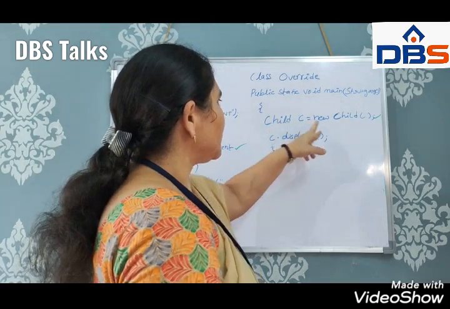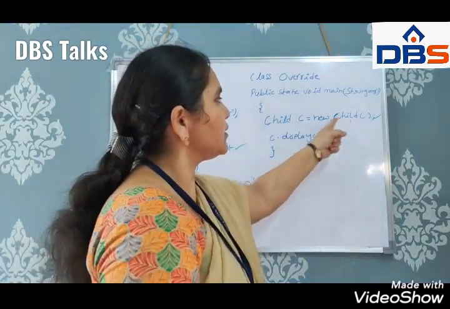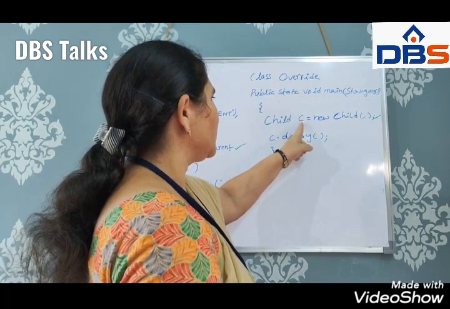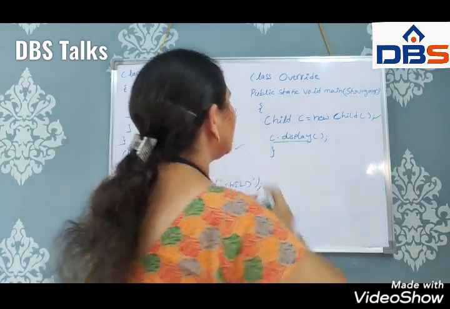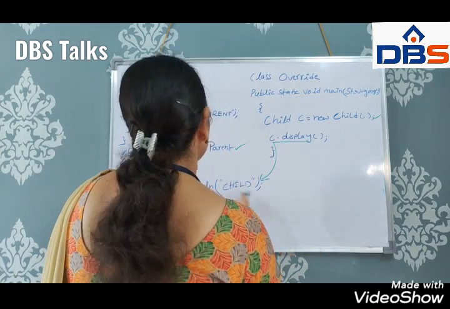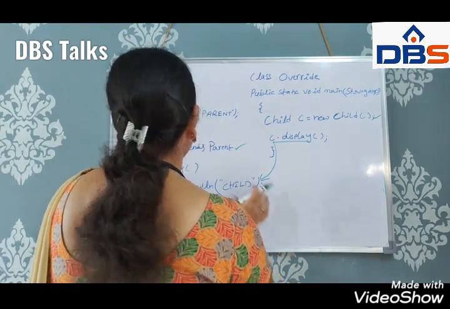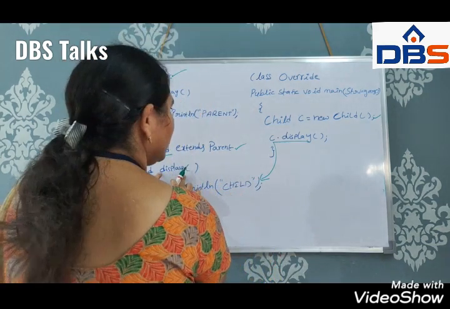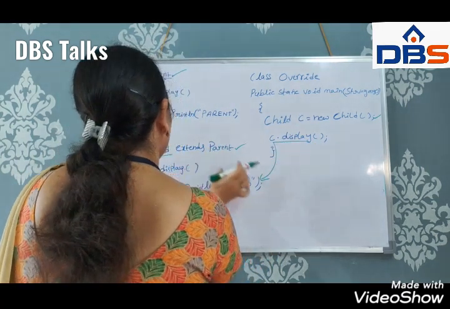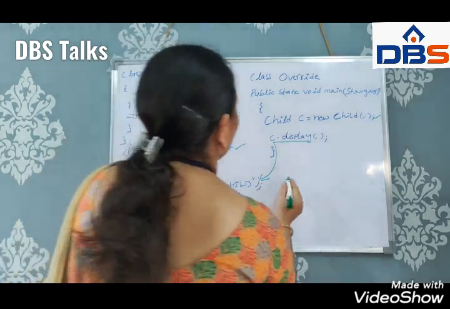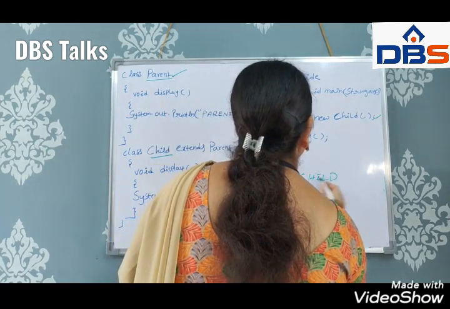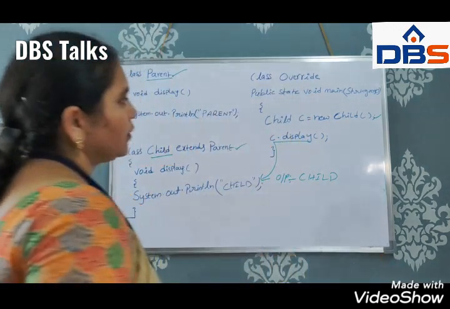Child C is equal to new child, that is according to syntax. This is the instruction we will write. Then we need to display the child object. So automatically C dot display, it will go and execute this instruction. Automatically the controller comes here and executes this instruction. In this method, what are we printing? Child. What is the output? According to this, the output is child.